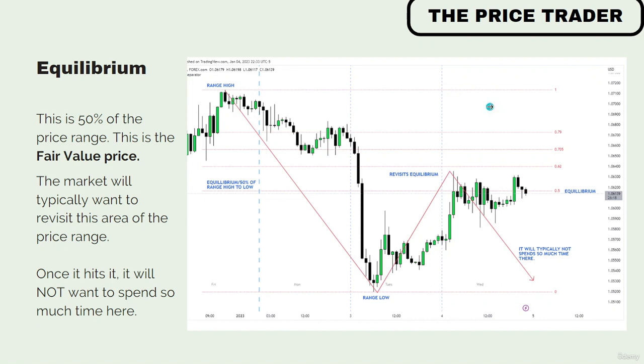Looking at the equilibrium, as we have outlined, this is the 50% of the price range, and it is a fair value price. Fair value means the market will typically want to revisit this area of the price range. For example, we have range high to low, and the equilibrium. Once it got to that low, the market will typically want to come back and revisit that area. That's why I'm calling it a fair value price point. It will revisit this equilibrium, and then typically you'll see the market resuming, maybe going lower.